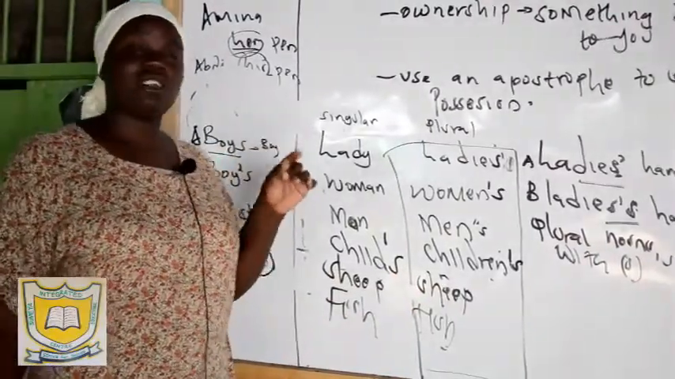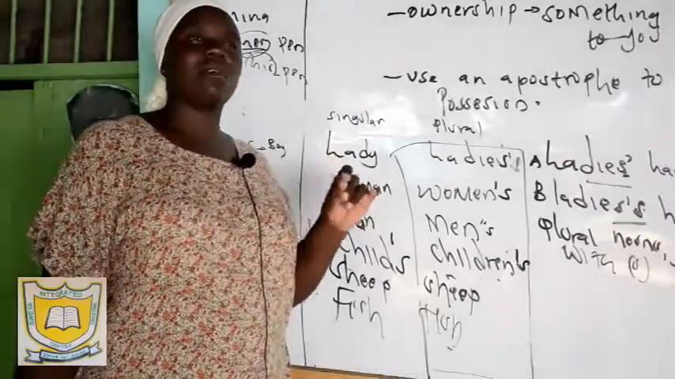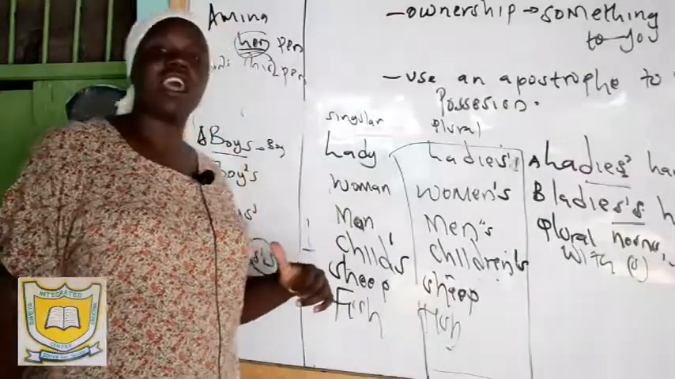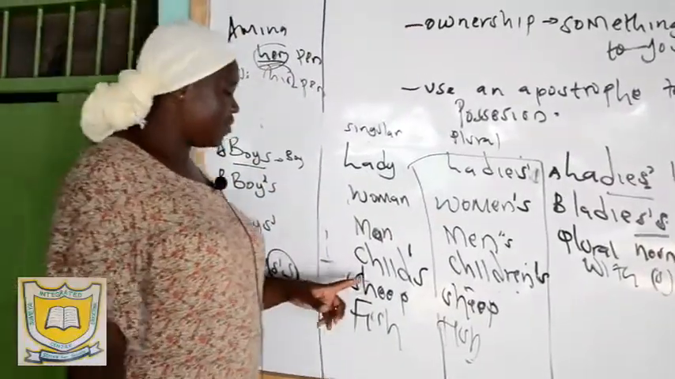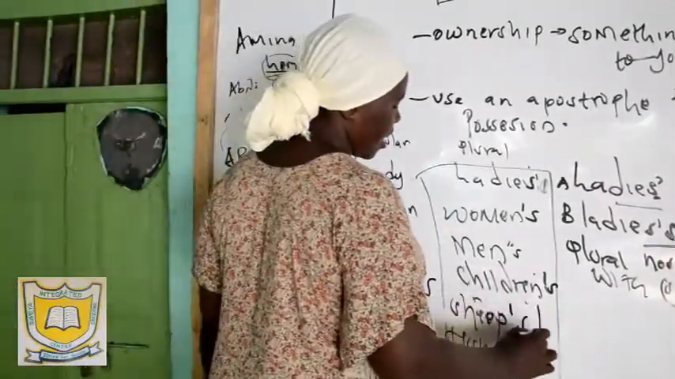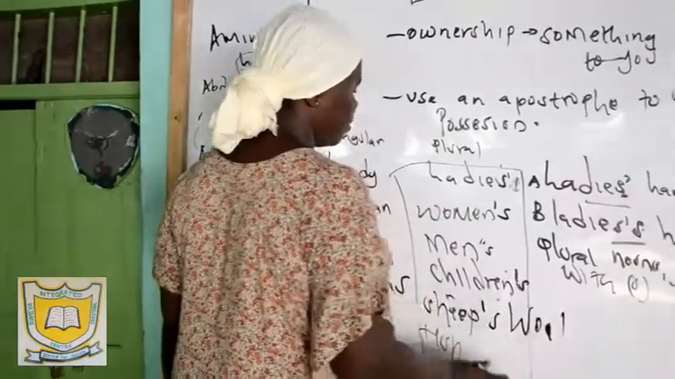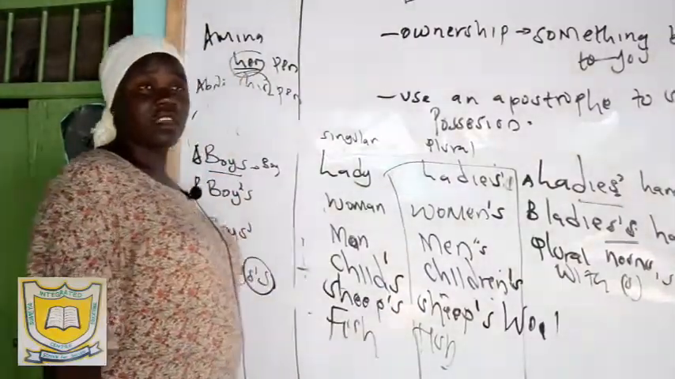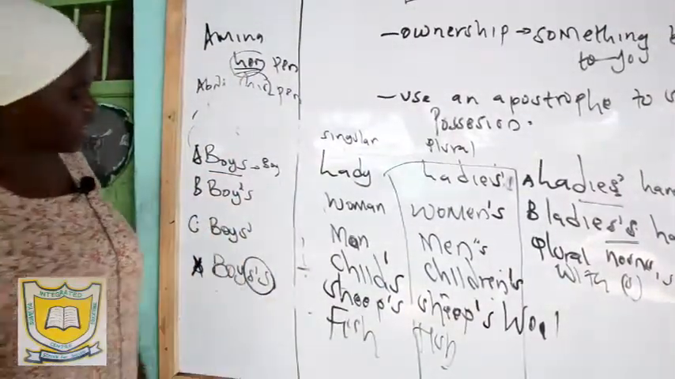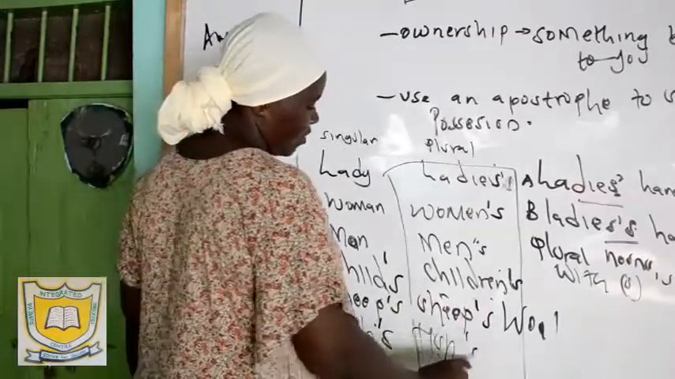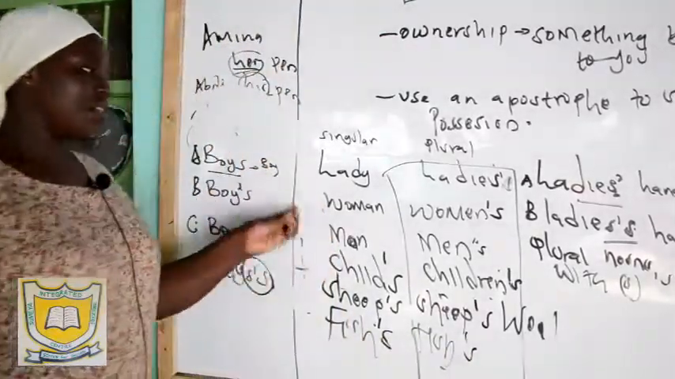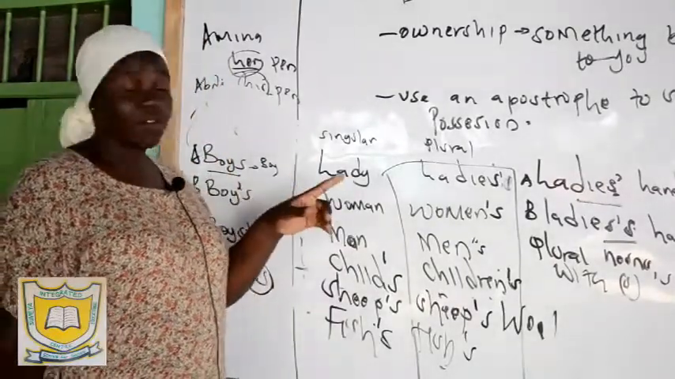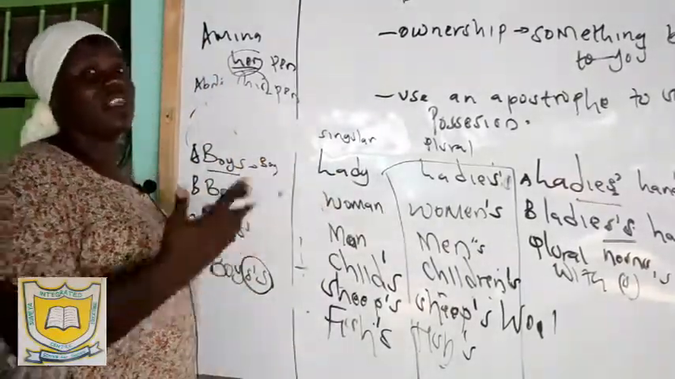Those plural nouns that do not end with an S form their possessive using an apostrophe and S, just like the singular nouns. So you have sheep, sheep's wool to show possession. You have fish, fish's fins. So if a plural noun does not end with an S, to form its possessive, you add an apostrophe and then an S. This applies to irregular what?